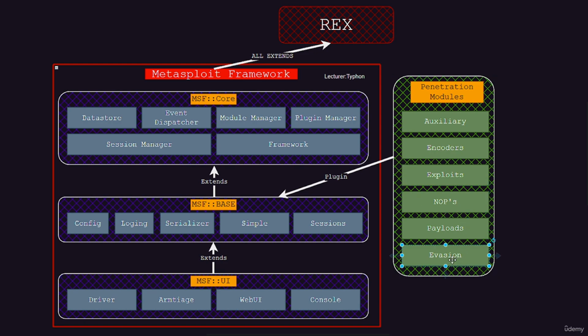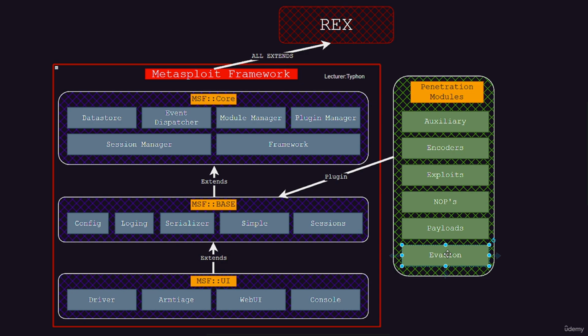And we also have these evasion modules here. Evasion modules are somewhat unique. They enable the creation of payloads that can sneak past security defenses without relying on third-party tools. This is particularly useful when you need to maintain a low profile during an operation.